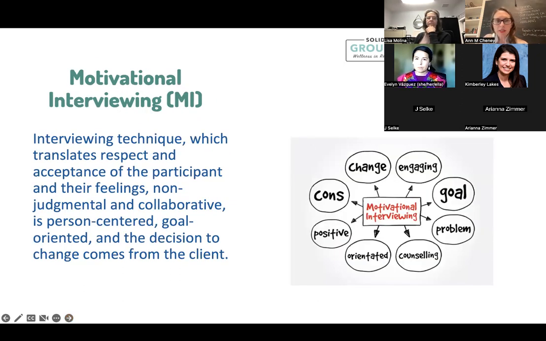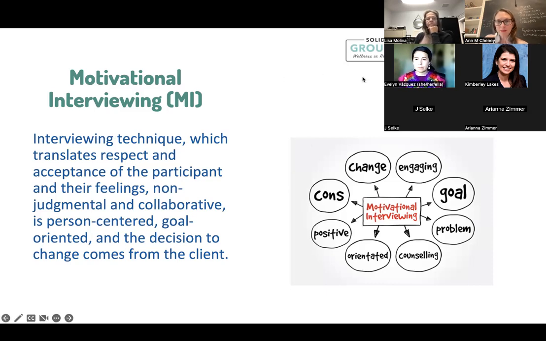Motivational interviewing is a technique which conveys respect and acceptance of the participant and their feelings. It's non-judgmental and collaborative. It's person-centered, goal-oriented, and the decision to change comes from the client. Here is an illustration of motivational interviewing, thinking about goals, thinking about change, thinking about what the problem is, thinking about the cons of a goal.